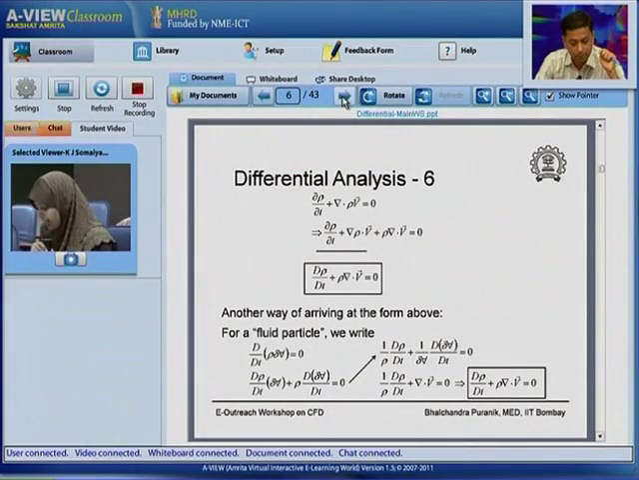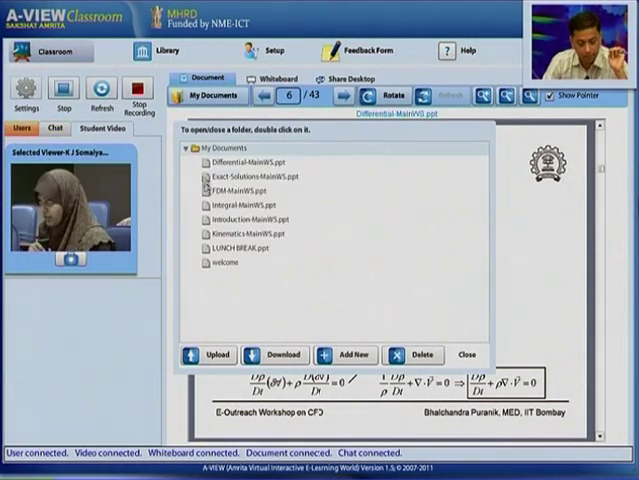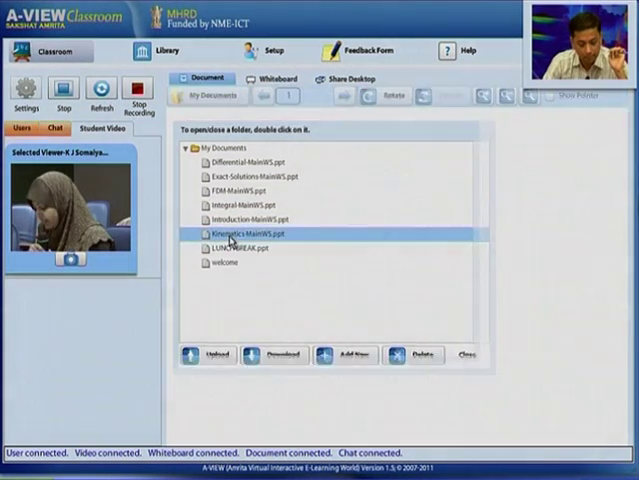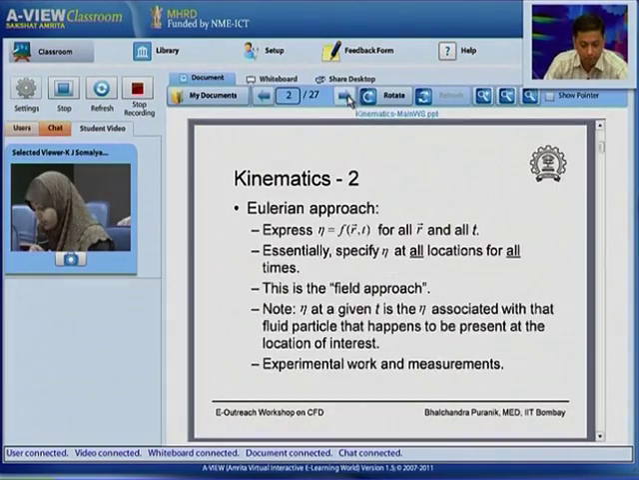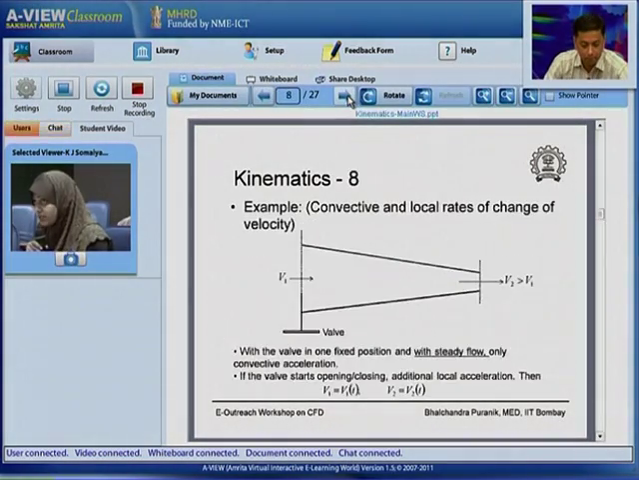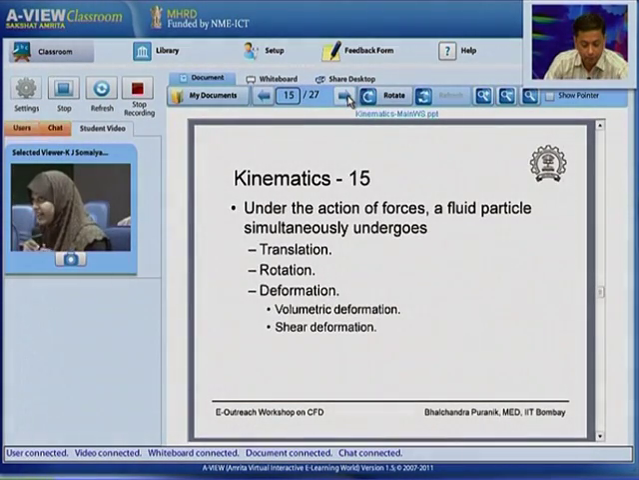Sir, slide number 15. You have written, under the action of forces, a fluid particle simultaneously undergoes translation, rotation, deformation. And after that, you have derived independent equations for each particle undergoing translation, rotation, deformation. What about the net composite effect of all these transformations? So, what will be the net transformation due to translation, rotation, and deformation on a fluid particle?